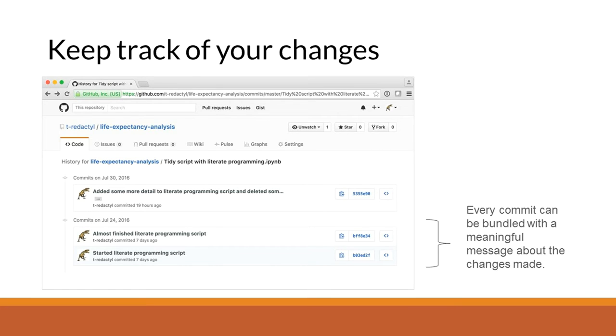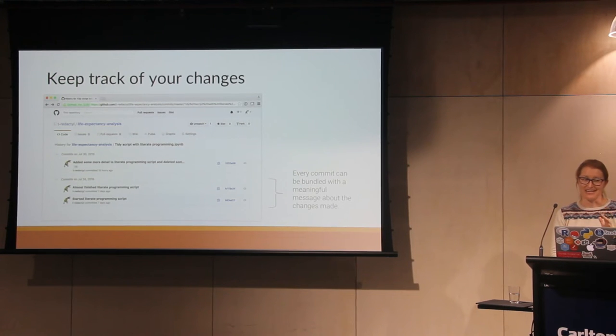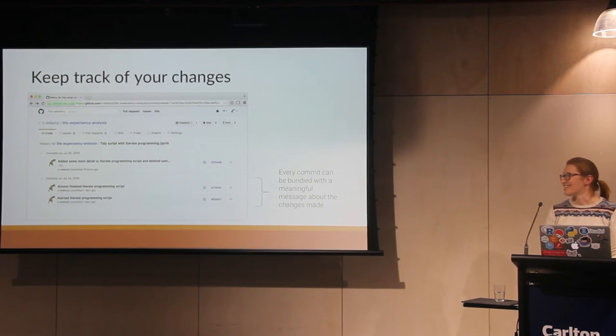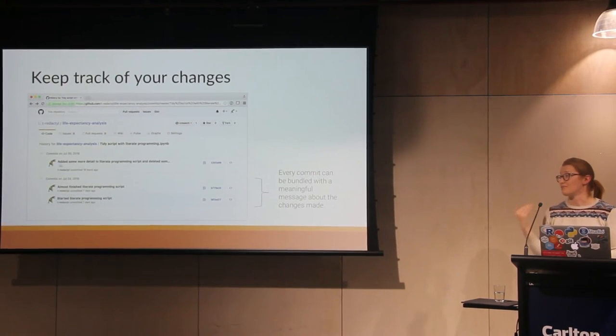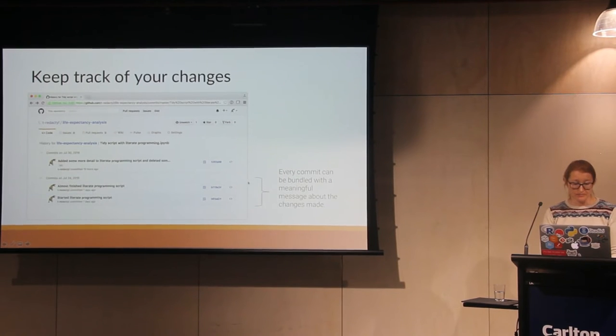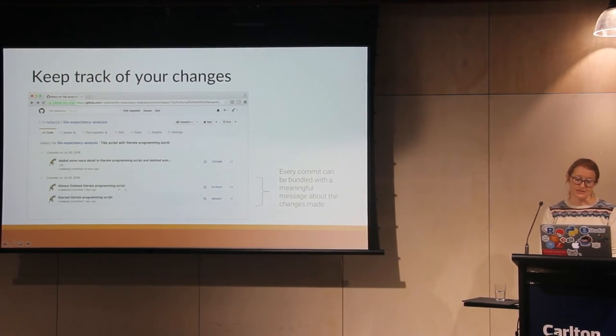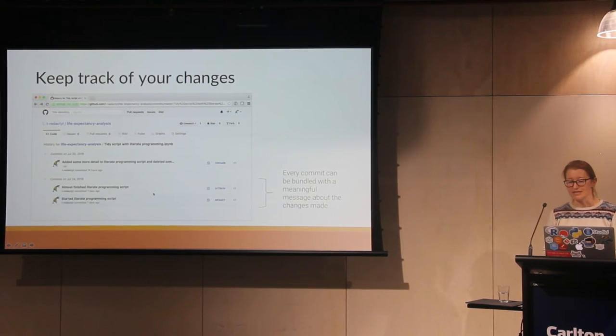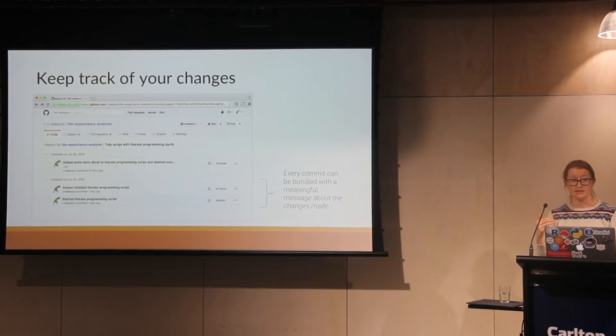For the life expectancy analysis, I've made 3 commits, and I should say that's far less than I should have made. I'm really bad at remembering to do commits. But as you can see, when you make these commits, you can assign meaningful messages. So say, for example, "finish literate program script", again, not the most meaningful message. But what it does do is give you the ability to document when you made changes and why, what the thinking behind them was.